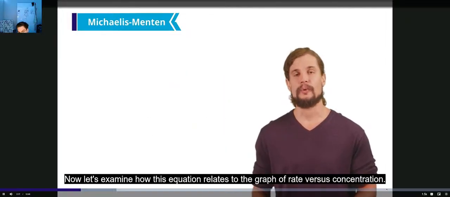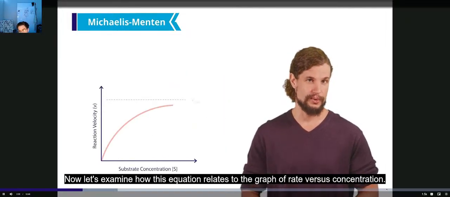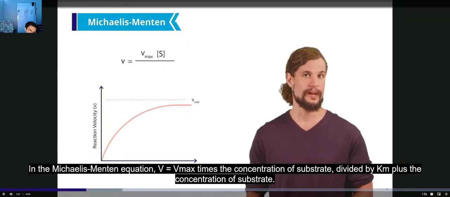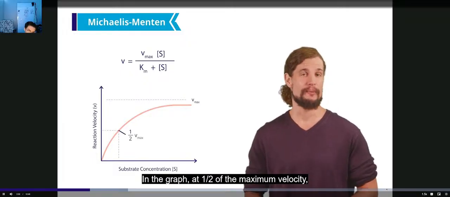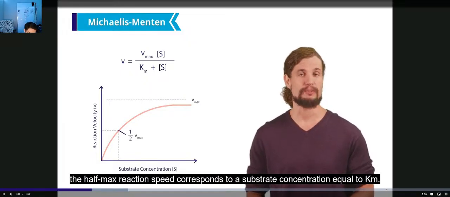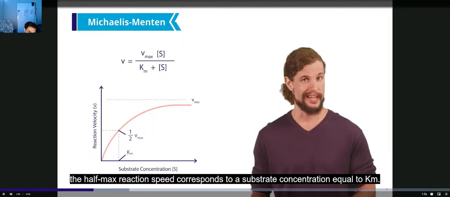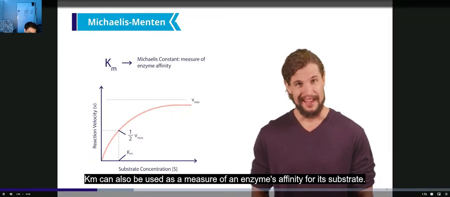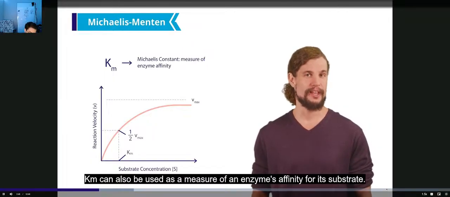Now let's examine how this equation relates to the graph of rate versus concentration. In the Michaelis-Menten equation, V equals Vmax times the concentration of substrate divided by Km plus the concentration of substrate. In the graph, at 1/2 of the maximum velocity, the half-max reaction speed corresponds to a substrate concentration equal to Km. Km is known as the Michaelis constant, and besides being important for the Michaelis-Menten equation, Km can also be used as a measure of an enzyme's affinity for its substrate.